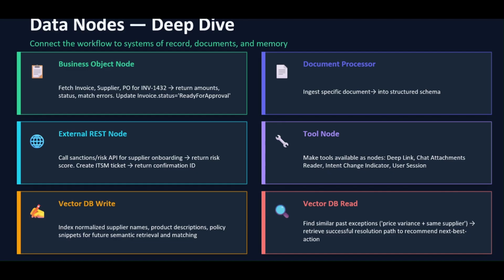As I was saying, this is newly introduced in 26B, and there are four types of things which are available: the deep link, chat attachment readers, the user session, and the intent change indicator. So we are going to see how each of them works. And then finally at the end, it comes as a vector DB write and vector DB read.